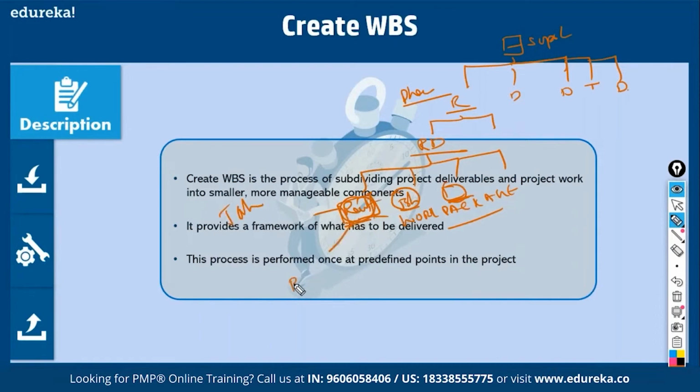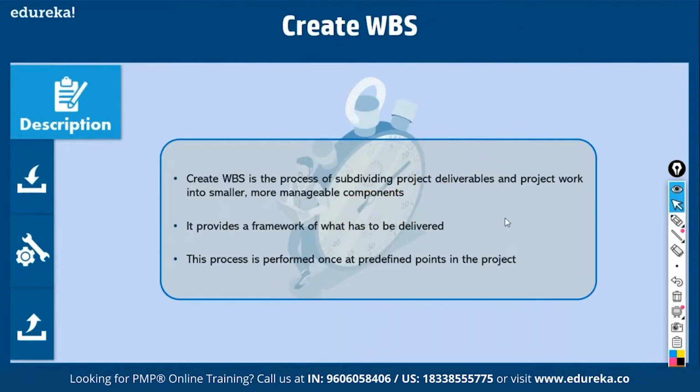Number one, I have to do a bit of research. Number two, I have to collect requirements. Number three, I have to document requirements. Number four, I have to get a sign off. So like this, you split a work package into activities and plan how to deliver it. So this is called create WBS. This is a very important step in the scope definition process.